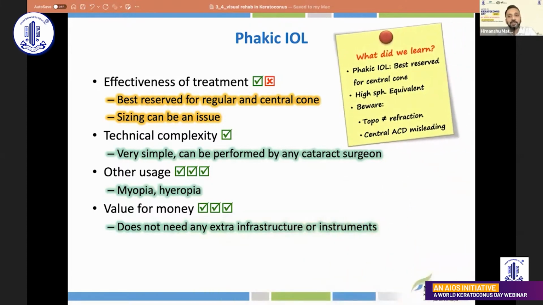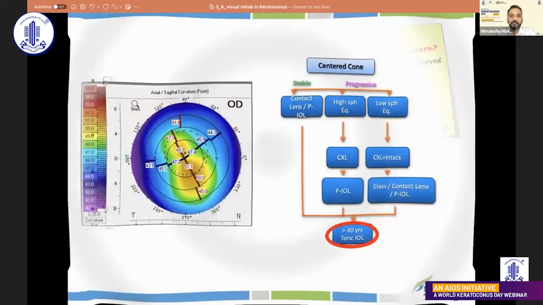So what do we learn from here? Well, the phakic IOLs are best reserved for central cone, especially with the high spherical equivalent. It works wonderfully well. However, beware where topography and refraction do not match, or central anterior chamber depth may sometimes be misleading.